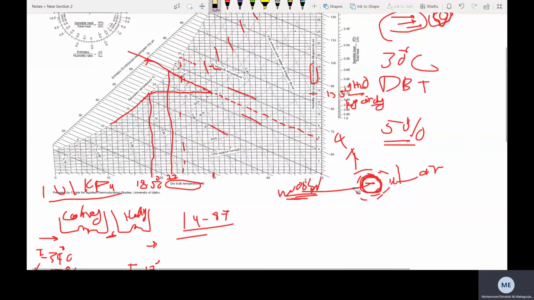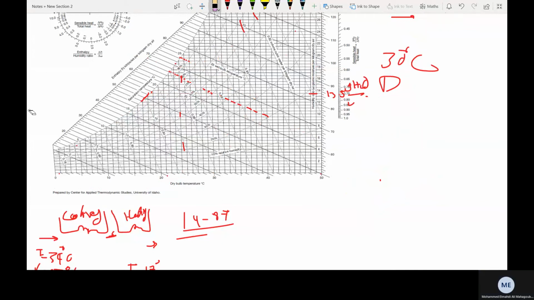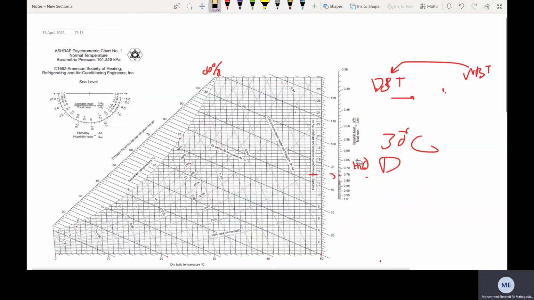Let me delete here what I put first, this explanation. Okay, delete.